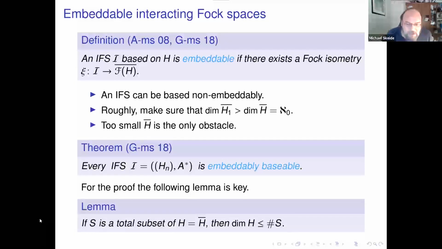I cannot tell anything about the proof, but let me mention this little stupid lemma here. If a Hilbert space is generated by a subset S, then the dimension of the Hilbert space, orthogonal dimension, cannot be bigger than the cardinality of the generating subset. And despite this looks pretty much obvious, we found it difficult to prove. Therefore, I like to mention it.